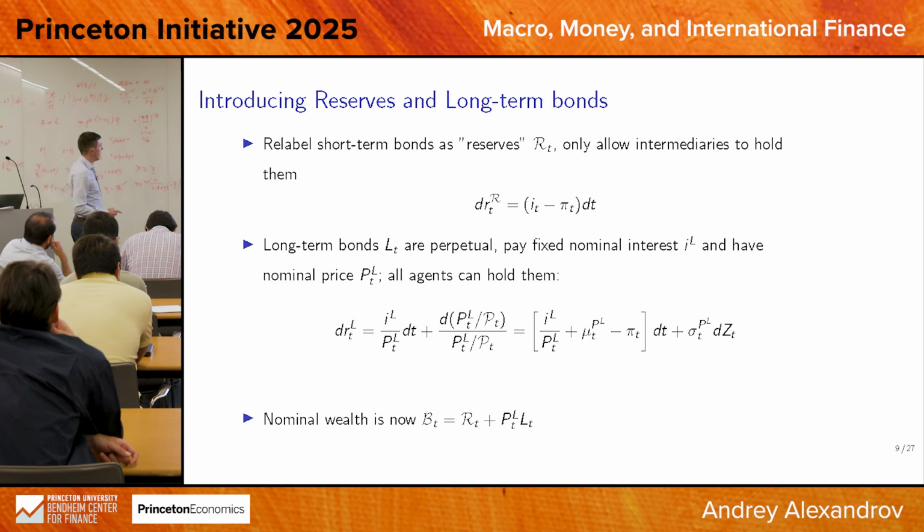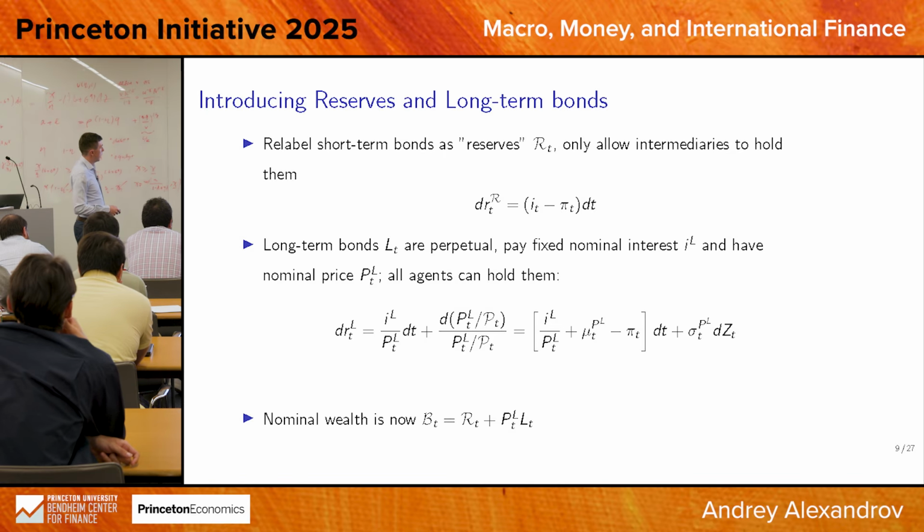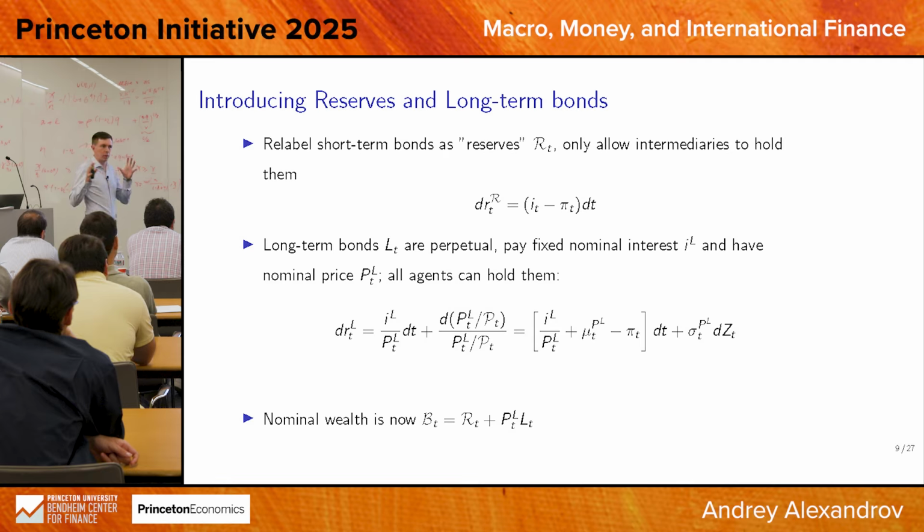Okay, so now what is new is that we don't have just short-term assets as part of our nominal wealth, but we also have these long-term assets. And so our total nominal wealth, which I will keep calling B, is going to consist of reserves plus long-term bonds. So B is now everything put together. PL times L is going to be the value of long-term bonds.